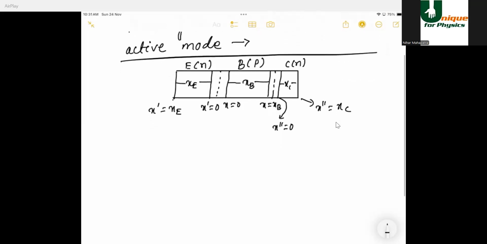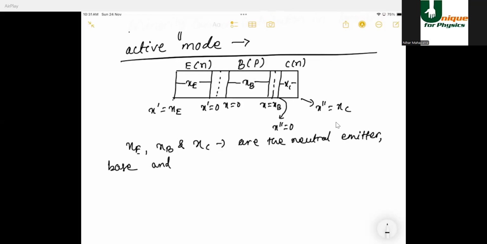Okay, so this is how the basic diagram looks in terms of the neutral emitter width, neutral base width, and neutral collector width. So these XE, XB, and XC are the neutral emitter, base, and collector widths in these regions.